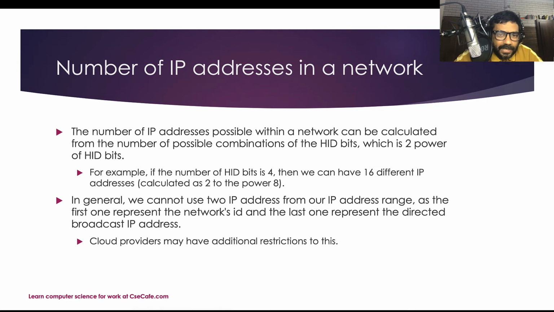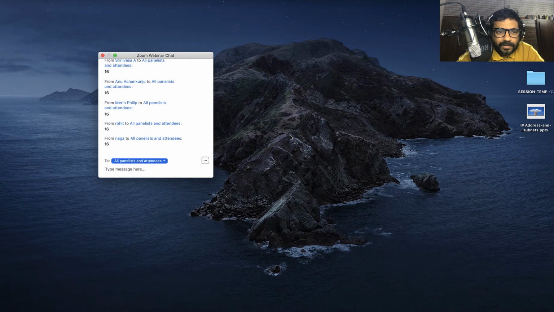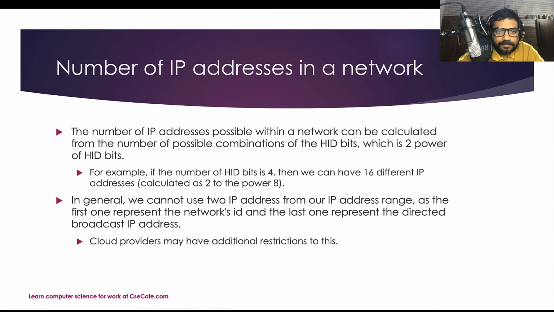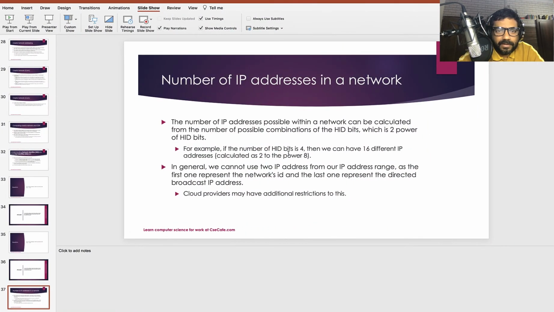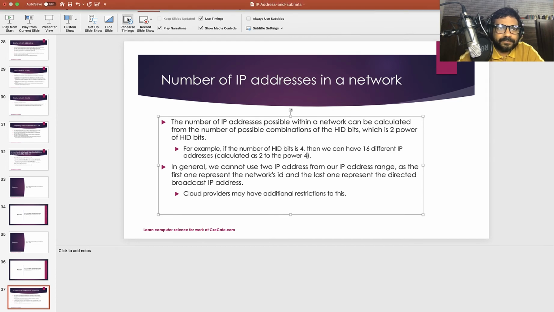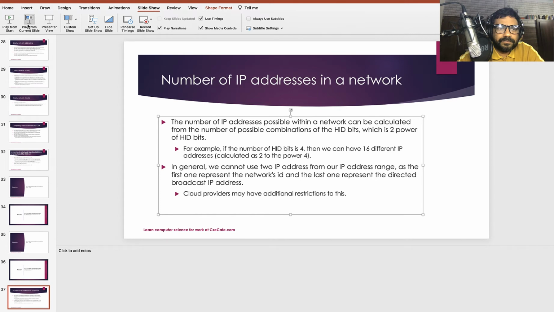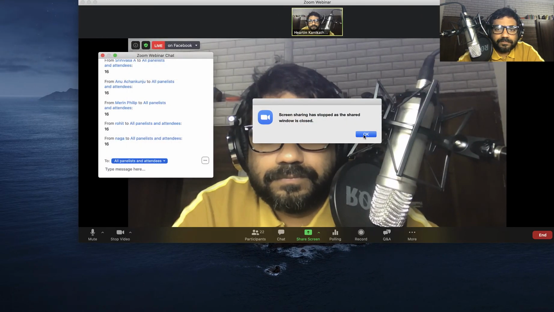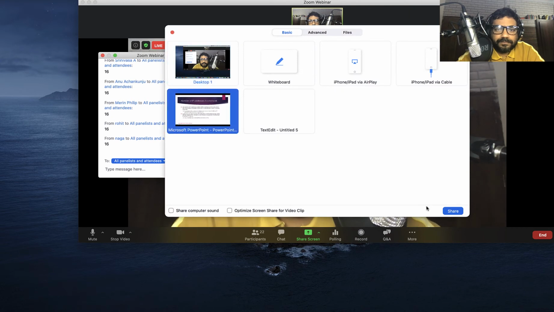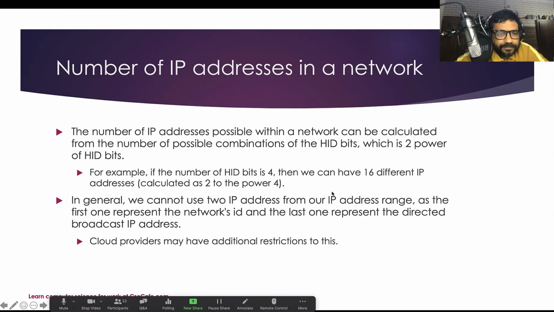Okay, again, it is actually a typo. It is calculated as 2 to the power of 4. What is 2 to the power of 4? Yeah, 16. 2 into 2, 4, 4 into 2, 8, 8 into 2, 16. I'll just correct it. Okay, yeah, so that is fine.